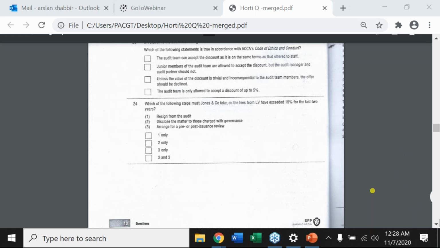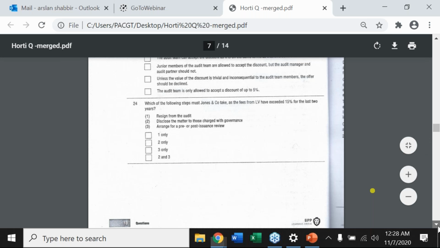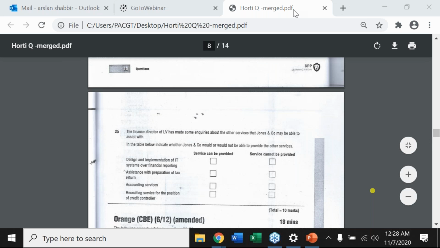So we are going to read the last question of this session. The finance director of LVU has made some inquiries about the other services that Jones and Co. may be able to assist with. In the table below, indicate whether Jones and Co. would or would not be able to provide the other services. Obviously, services can be provided.